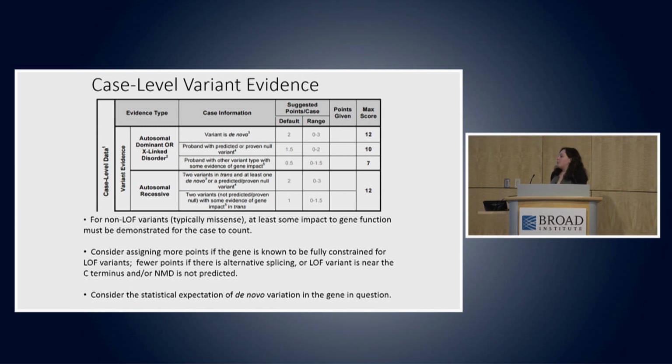You could consider assigning more points if the gene is known to be fully constrained for loss of function variants, and I'll show in gnomAD the constraint scores and where you would find that. Fewer points if there's alternative splicing, or fewer points if a loss of function variant is at the end of the protein, essentially, and nonsense-mediated decay is not predicted to occur. And also, you want to consider the statistical expectation of de novo variation in the gene in question. Is it a gigantic gene that you would just be having random de novo missense variants in the gene, like Titin or something?